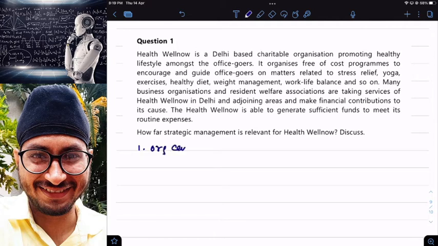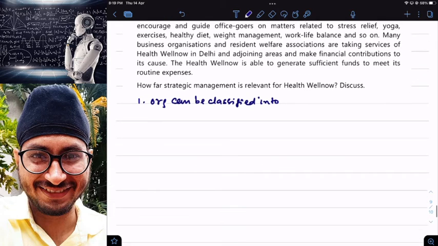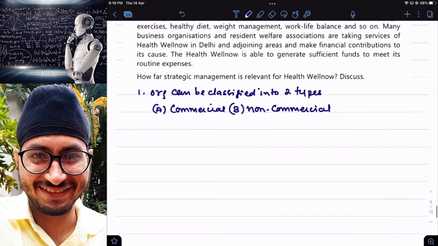Organizations can be classified into two types. What are those? Commercial and non-commercial. Clear? Commercial means profit organizations. Non-commercial means non-profit organizations.